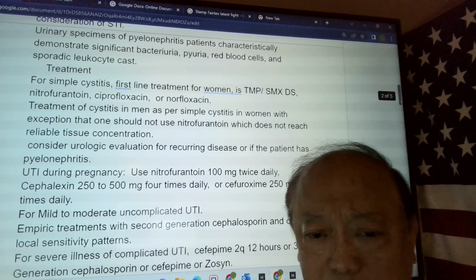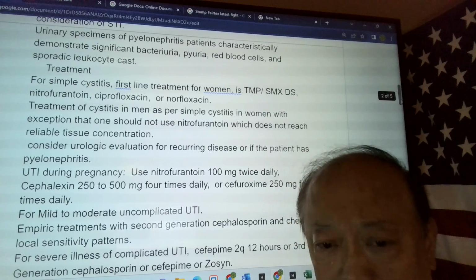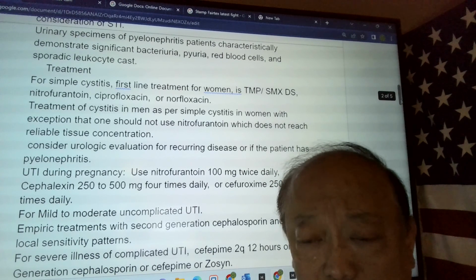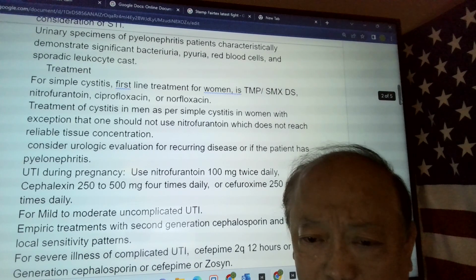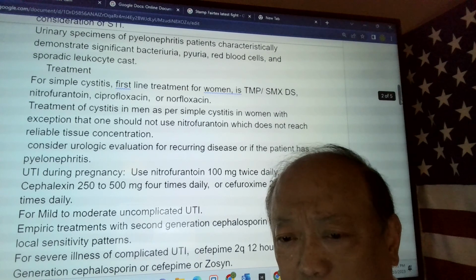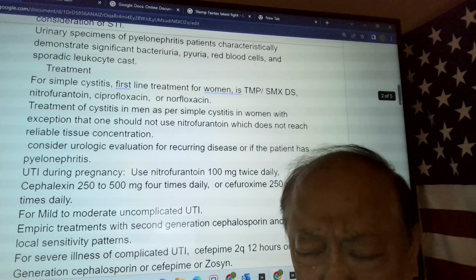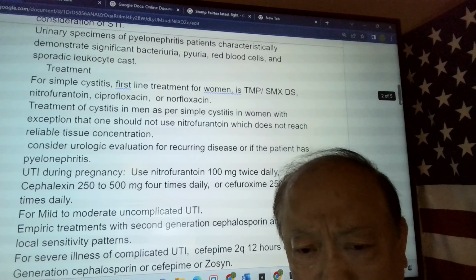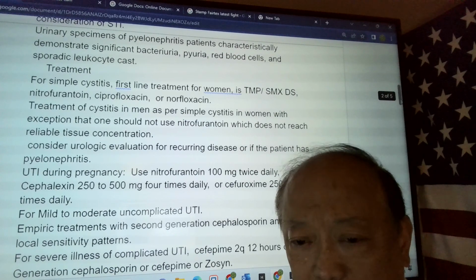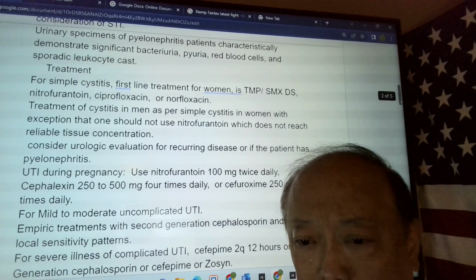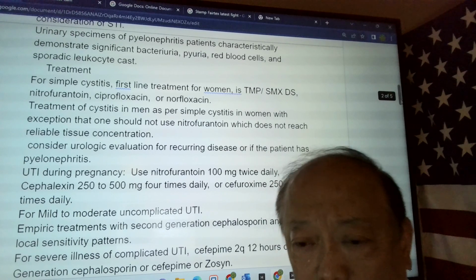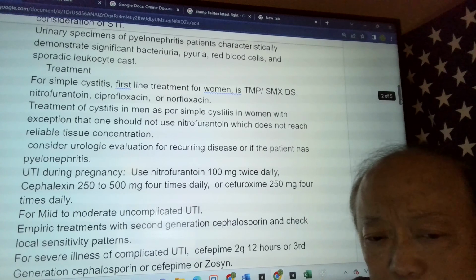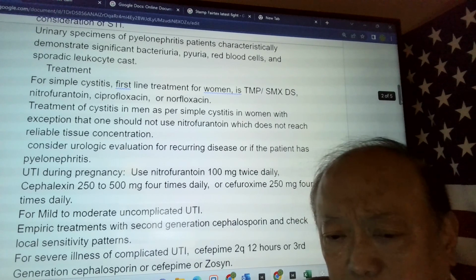Treatment for cystitis in men is as per women for simple cystitis, with the exception that one should not use nitrofurantoin, which does not reach tissue concentration to treat. Consider urological evaluation for recurring disease in a man who has recurrent pyelonephritis. UTI during pregnancy, use nitrofurantoin.